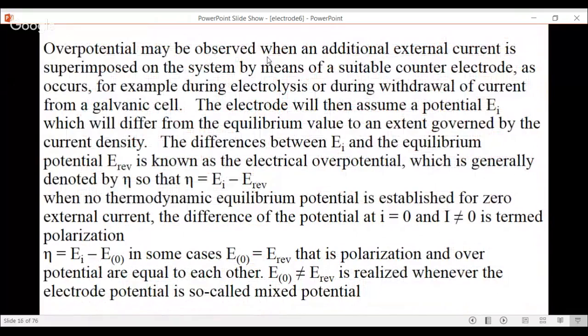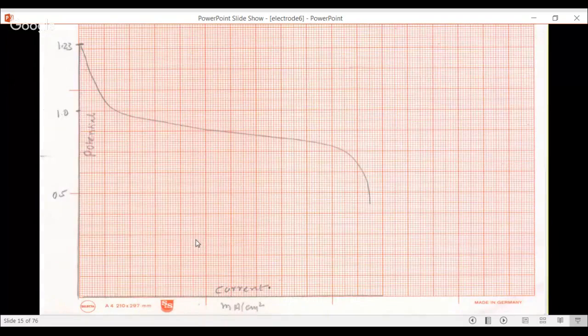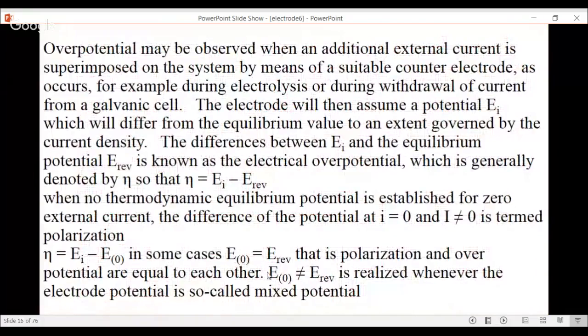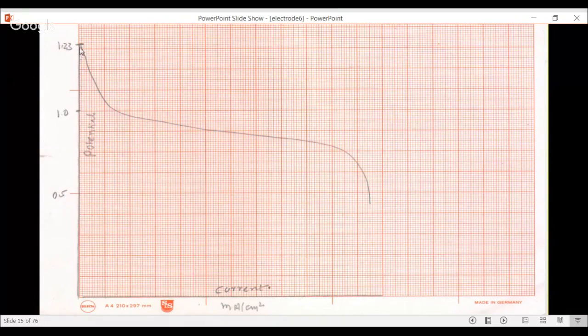Overpotential may be observed when an additional external current is superimposed on the system by means of a suitable counter current. For example, you take this picture. Here there is a zero current. When I draw some current, the potential drops down. That is what it means. So therefore, if I want to get this 1.23, I have to apply the balance of potential. What is realizable is nearly 0.9 to 1 volt, but I have to supply 0.23 volts to get 1.23. This is the potential that I can draw when the current drawn is zero.